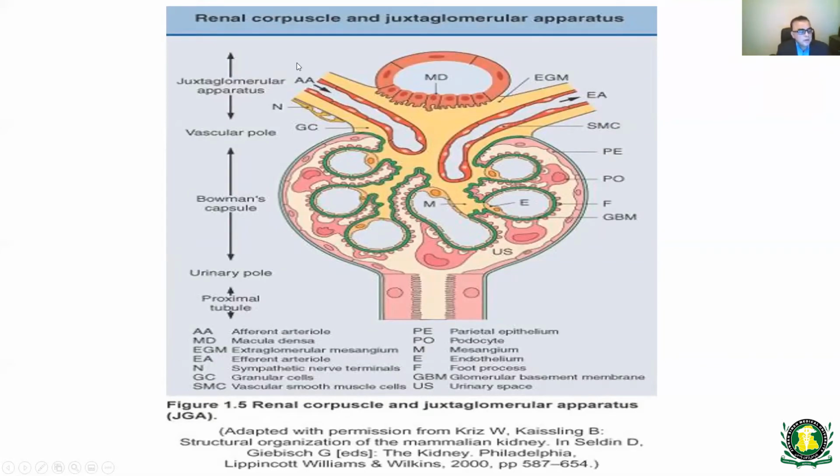So non-steroidal anti-inflammatory drugs work on the afferent arteriole site. The net effect on the afferent arteriole is constriction, by blocking the prostaglandin mediated vasodilatation. And then ACE inhibitors, which are angiotensin converting enzyme inhibitors, cause vasodilatation of the efferent arteriole by inhibiting the angiotensin converting enzyme, thus decreasing the effect of angiotensin 2.